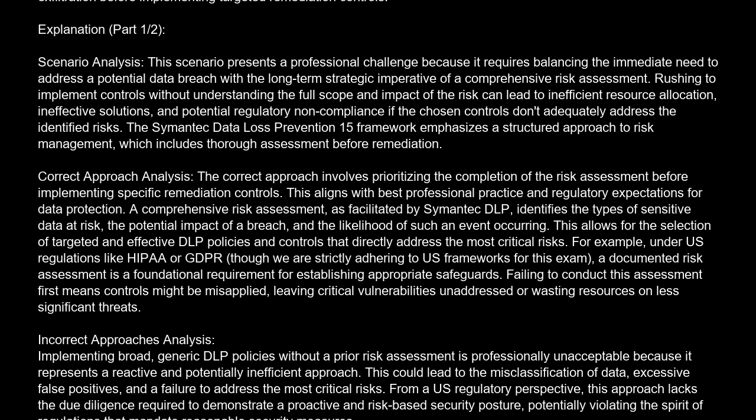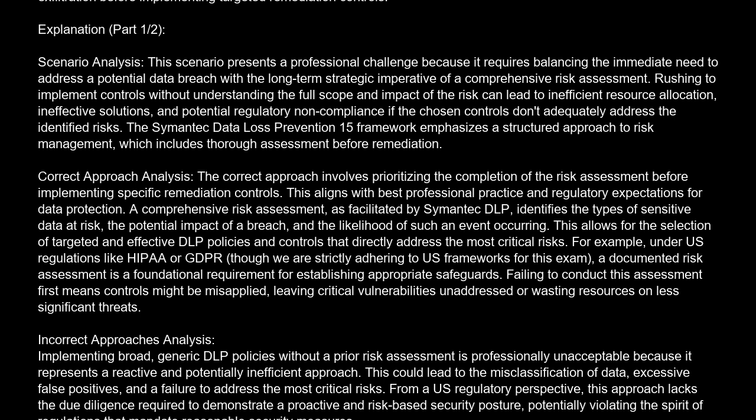Correct approach analysis. The correct approach involves prioritizing the completion of the risk assessment before implementing specific remediation controls. This aligns with best professional practice and regulatory expectations for data protection. A comprehensive risk assessment, as facilitated by Symantec DLP, identifies the types of sensitive data at risk, the potential impact of a breach, and the likelihood of such an event occurring. This allows for the selection of targeted and effective DLP policies and controls that directly address the most critical risks.